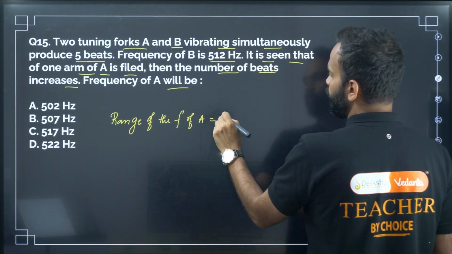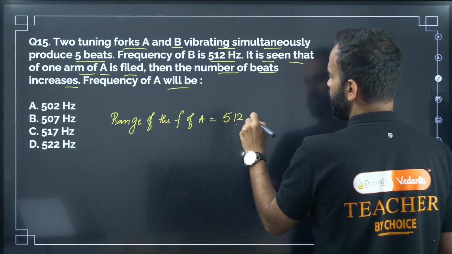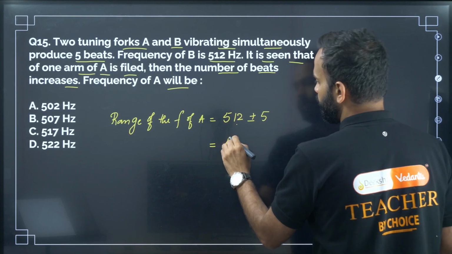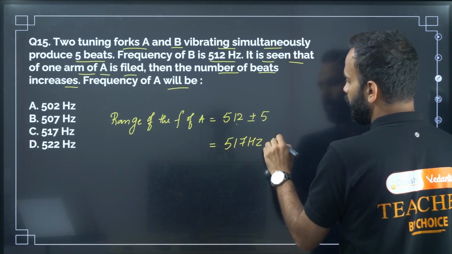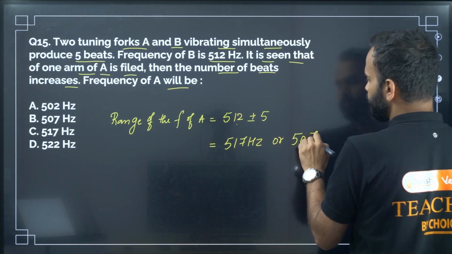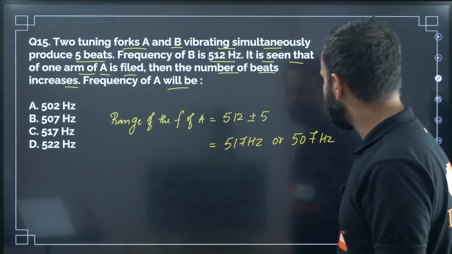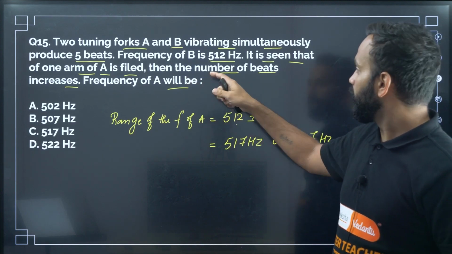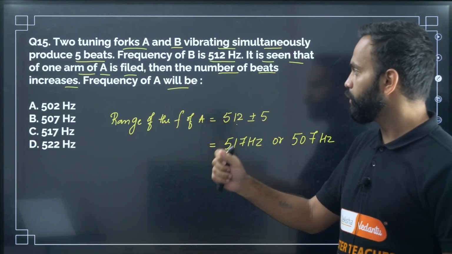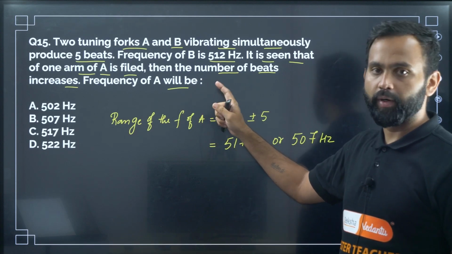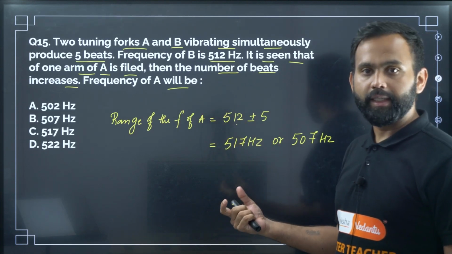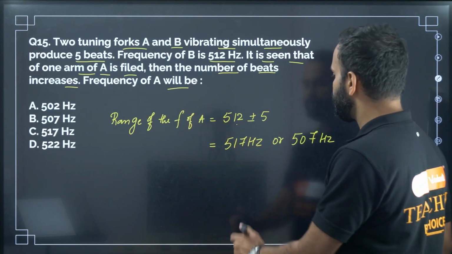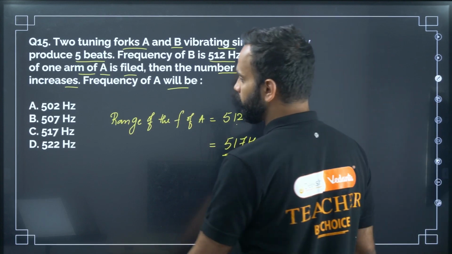The frequency of A will be equal to 512 plus or minus 5, right? So it is either 517 Hertz or 507 Hertz. But in the question, they said the number of beats increases when you file one arm of A. That is, the frequency will also increase, right? So the frequency of A must be 517 Hertz, right? So the correct option is C.